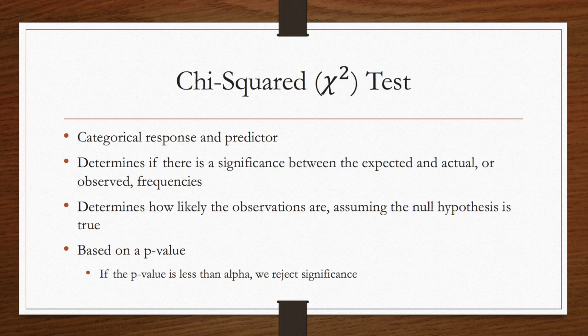This test determines how likely the observations are, assuming that the null hypothesis, that there is no association between the variables, is true. The chi-squared test is based on a p-value that determines if we should reject or accept the null hypothesis. This being said, if the p-value is less than the alpha, we should reject the null hypothesis and determine that there is a significant association.